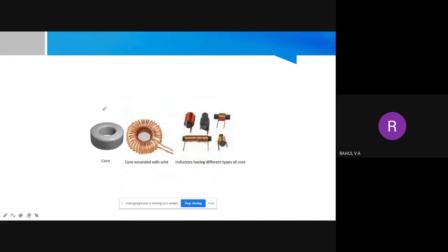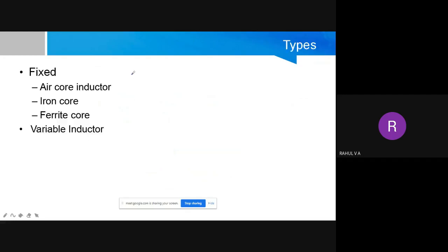I will be taking a core in this shape and winding this coil on the particular core. So there are different cores. These are all the different types of core. And the types of inductor, there are two types as seen in the capacitor, fixed type and variable type inductor. In the fixed type, we have air core where there is nothing, it is simply wound. And iron core, we are winding this coil on an iron material, and then we have ferrite core. So this is actually the ferrite core.